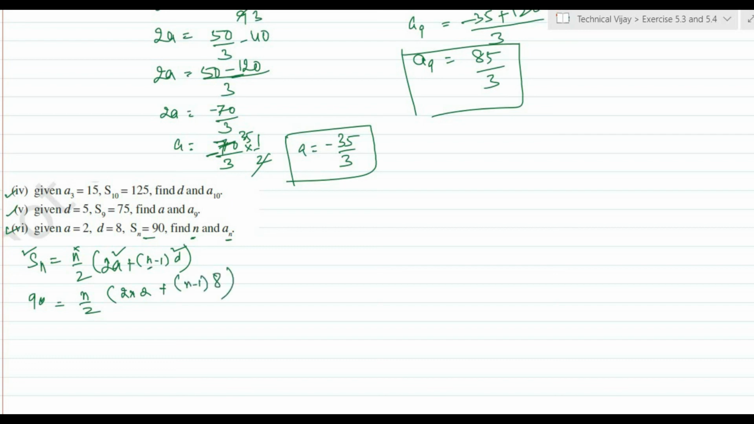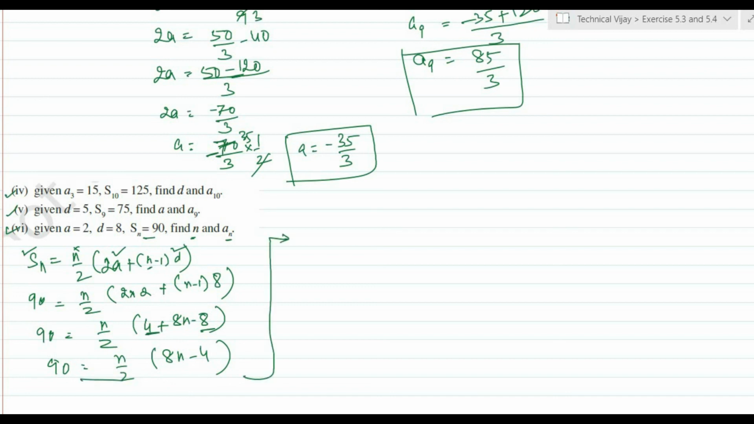So here 90 is equal to n by 2 into (4 plus 8n minus 8). So 90 is equal to n divided by 2 into (8n minus 4), because minus 8 plus 4 means minus 4. So now we will cross multiply. 90 into 2, this is 180. 180 is equal to 8n square minus 4n. So here 8n square minus 4n minus 180 equals 0. This is the equation.